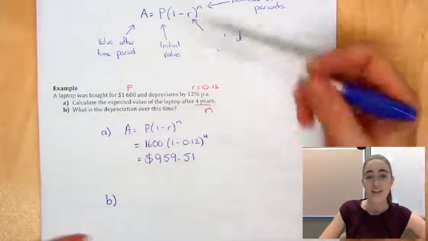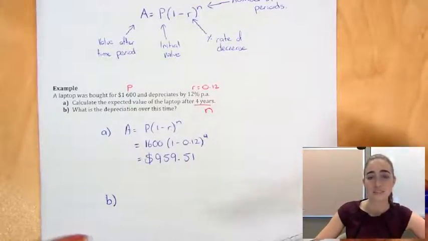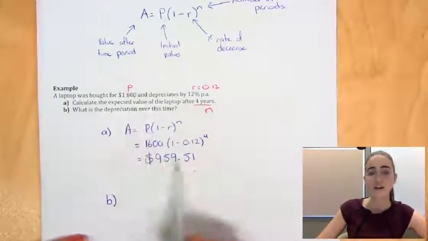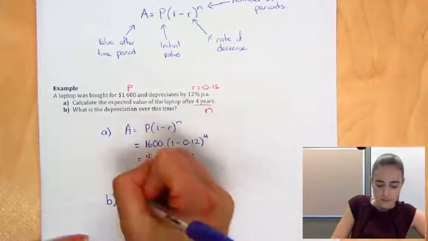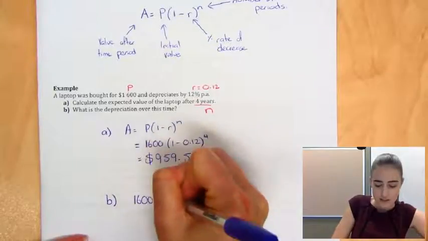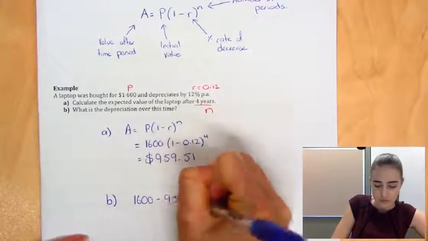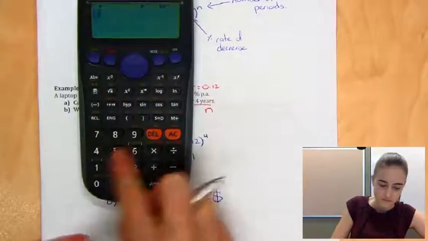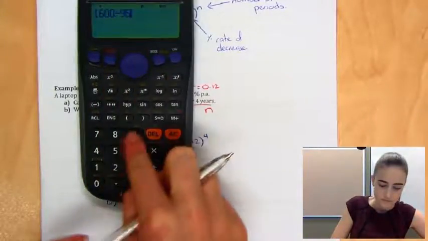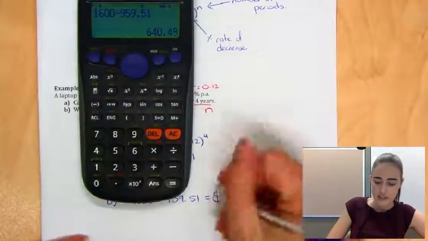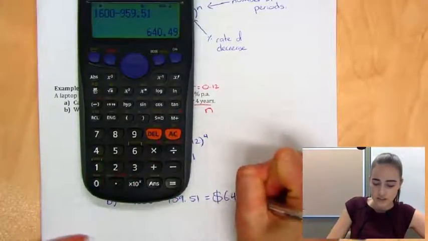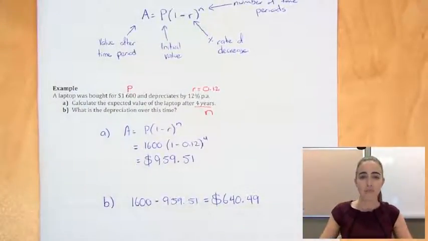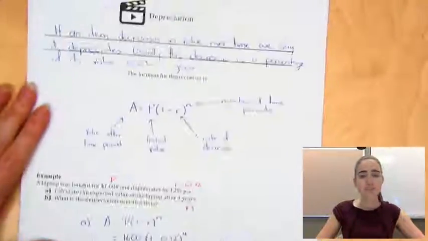B asks us what is the depreciation over time. So that's finding out how much it's decreased by, how much it's depreciated by. So we're finding the difference between the initial value and its new value. So that's going to be 1,600 minus the 959.51. I'll end up with $640.49. So that's how much it's depreciated by. So that's just one example of depreciation.